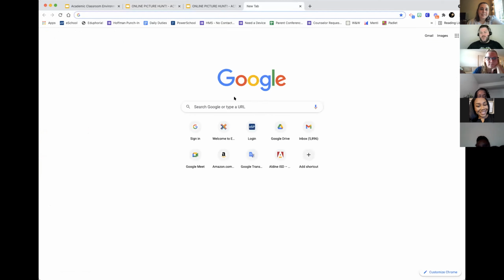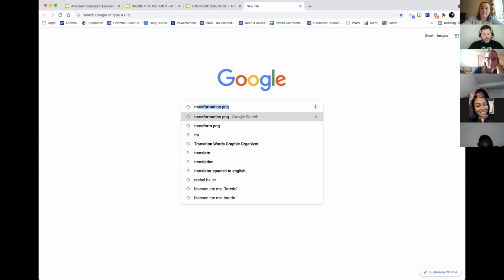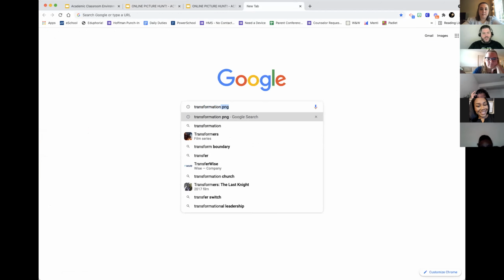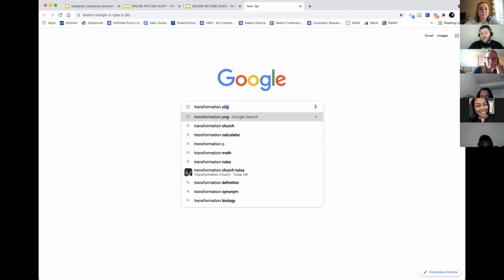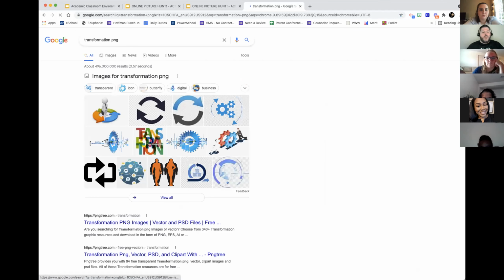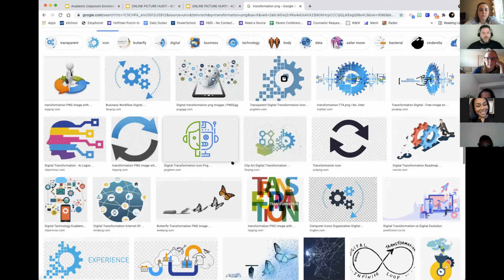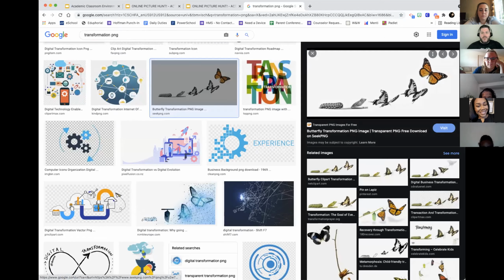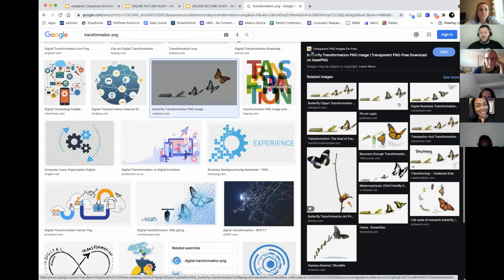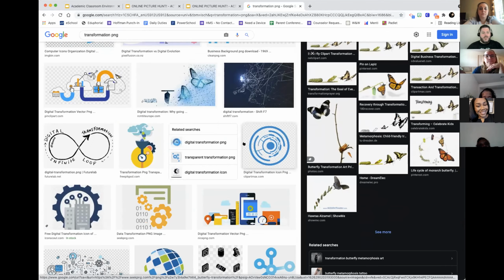So you just go to Google on your phone or whatever, and you can type in transformation. And I usually type in PNG because it makes it a higher quality photo. Okay. And then you can just look for a picture. So students might have learned this in science. So that might represent to them transformation.